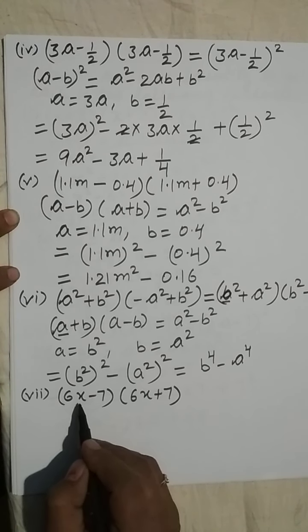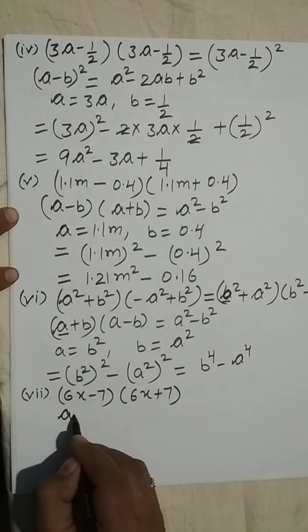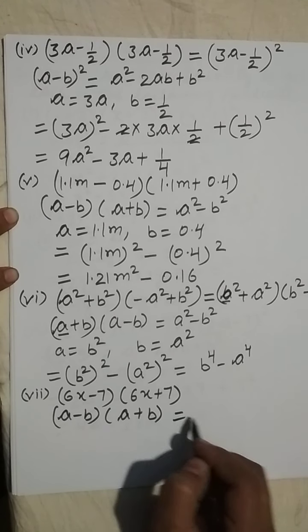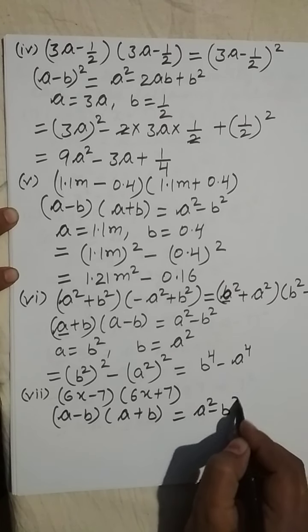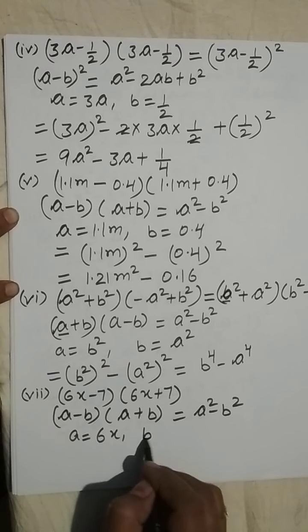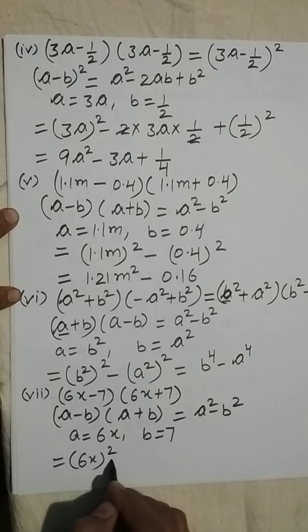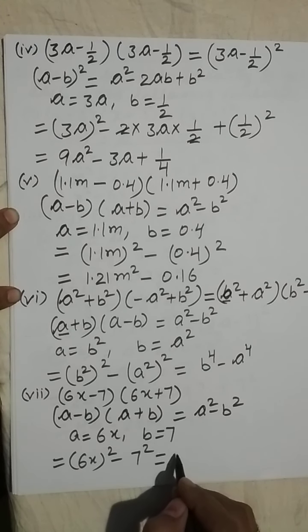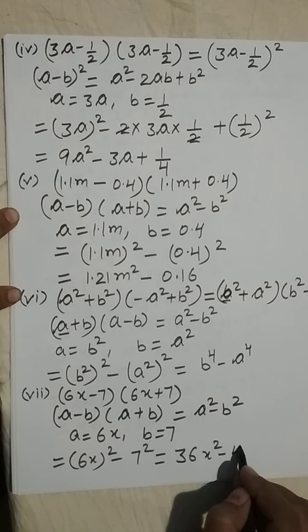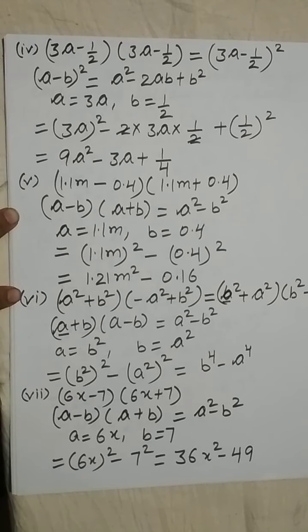Next one is (6x minus 7) into (6x plus 7). Again, this is the kind of (a minus b) into (a plus b), which is equal to a square minus b square. Now here a is 6x and b is 7. Put the values: (6x) square minus 7 square. The square of 6 is 36x square and the square of 7 is 49. 36x square minus 49 is the answer.